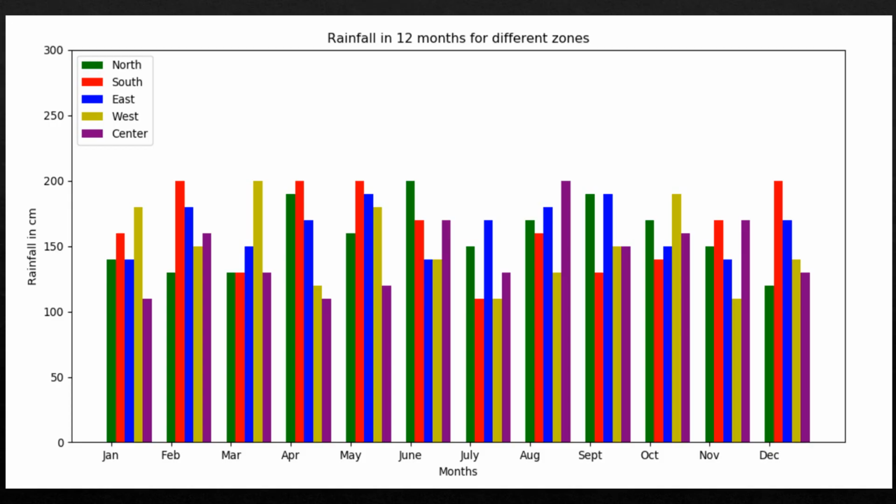Now you can see the multiple bar chart showing the rainfall in all the 5 zones for different months starting from January to December.